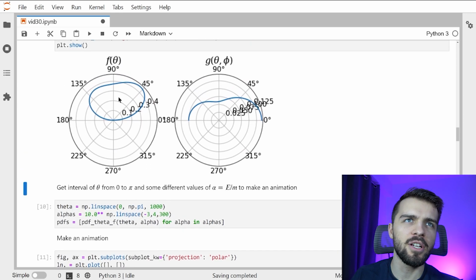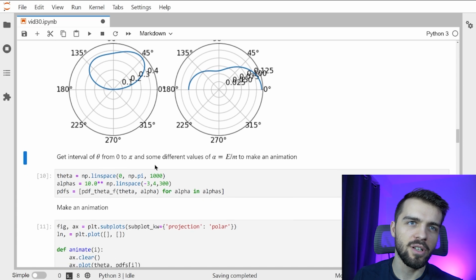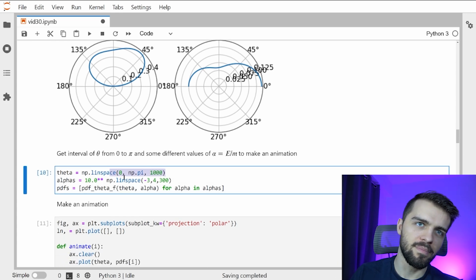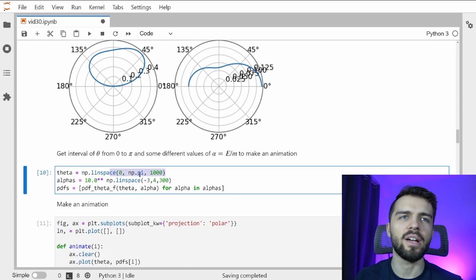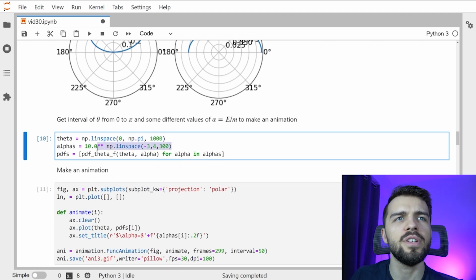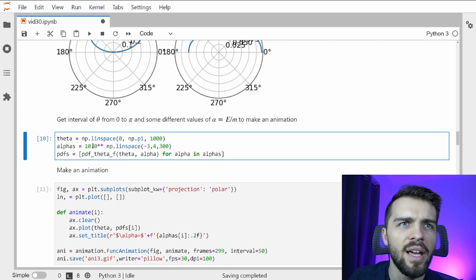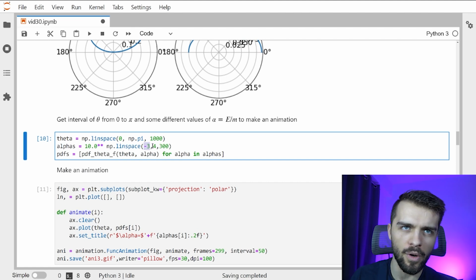So now let's make an animation. I'm going to change alpha continuously, and we're going to see how this blob here and this blob here change. So I have theta from 0 to pi. Those are the possible polar angles it can take. I'm looking at alphas for a range. So it's 10 to the -3 to 10 to the 4. This gives a logarithmic scale of alphas.